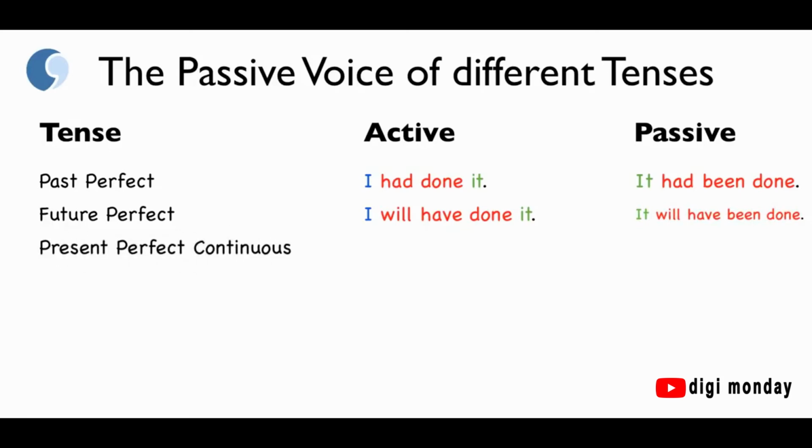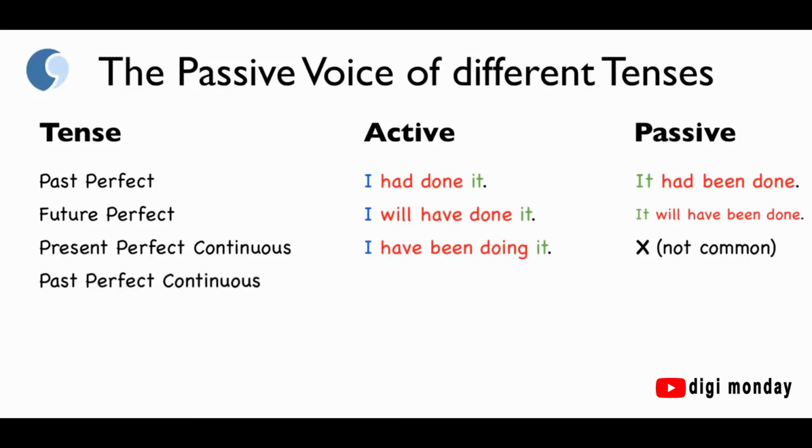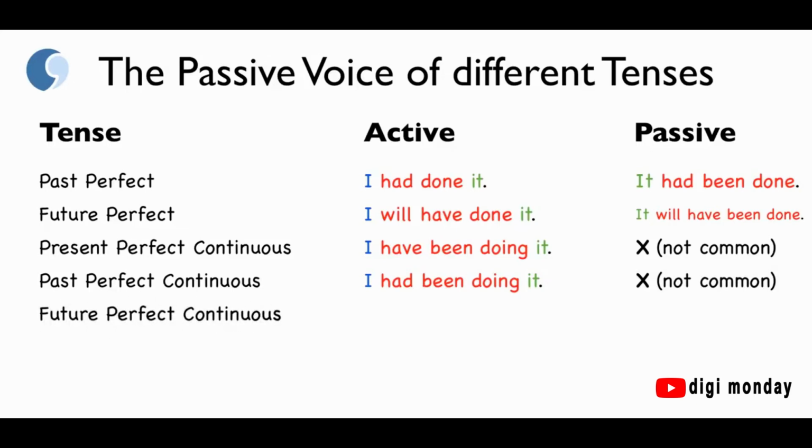Present perfect continuous, I have been doing it. Not common. In fact, perfect continuous tenses are very uncommon in the passive voice. So, like present perfect continuous, we don't put past perfect continuous, I had been doing it, or future perfect continuous, I will have been doing it, in the passive voice. Keep the sentences in their active form.